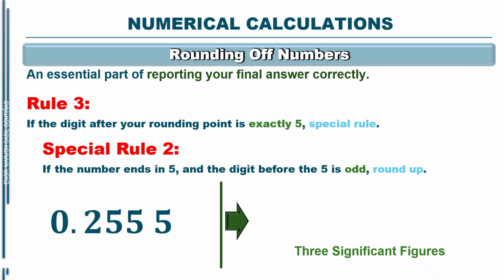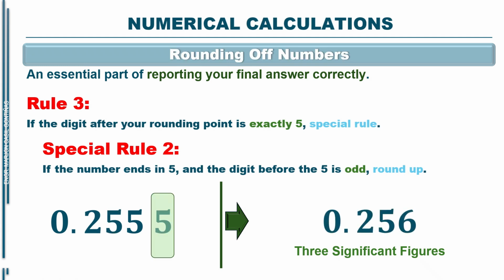And round off 0.2555 to 3 significant figures. 5 is odd. It becomes 0.256. This rounding method is used to avoid rounding bias over many repeated calculations.